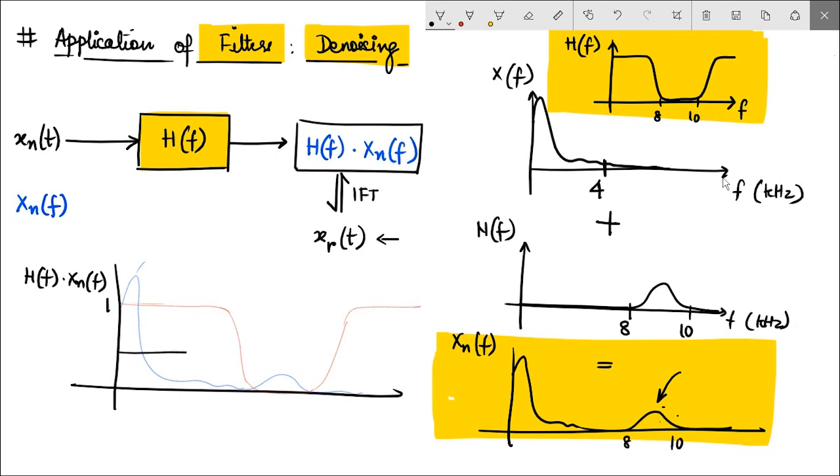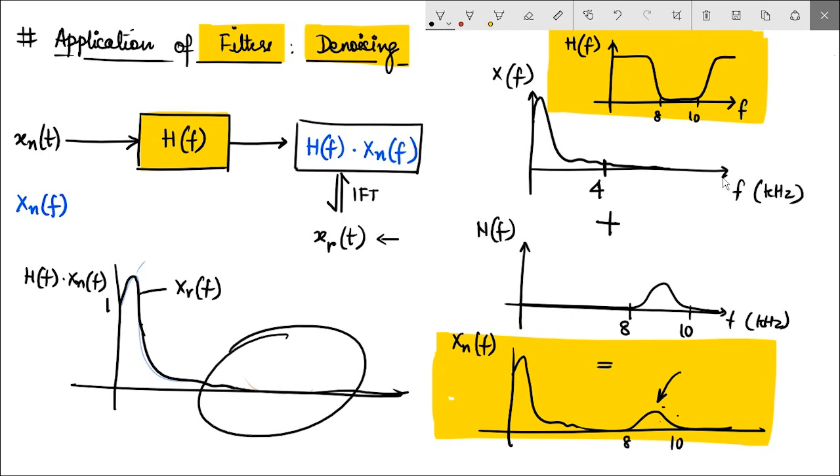this range of frequencies gets multiplied by a factor almost equal to 1, and this range of frequencies gets multiplied by a very low magnitude. The product would look something like this. The spectrum of the recovered signal, the output of this filter, would look like this. The effect of noise has been suppressed.